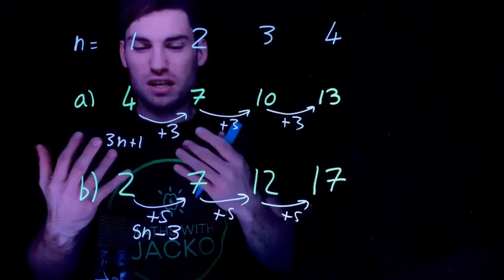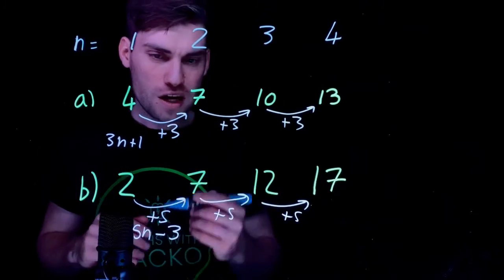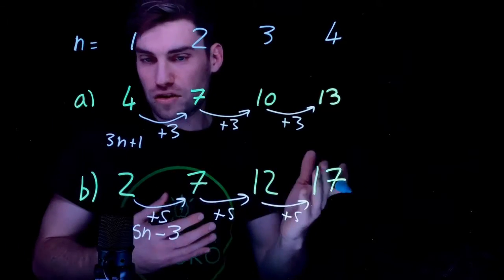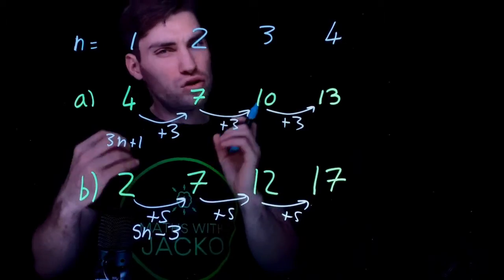5 times 1 is 5. Take away 3 is 2. 5 times 2 is 10. Take away 3 is 7. And so on. Right, let's do a few more slightly different examples now. Get a little bit more tricky.